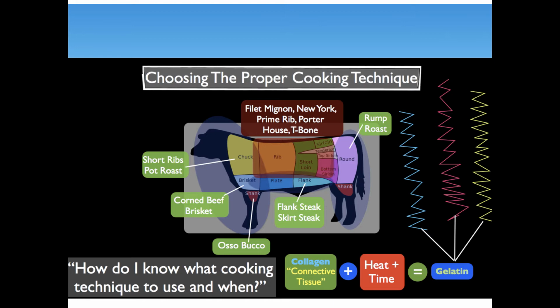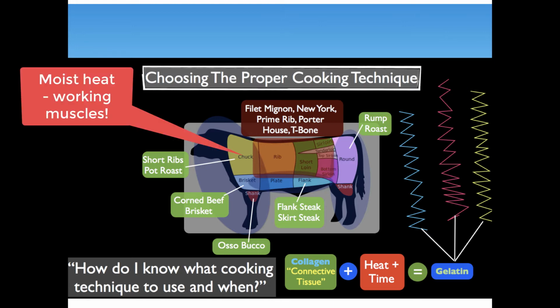So up front by the chuck roast, think of that as your shoulder. There's a lot of moving muscles there. Every time it walks or stands, it's using its shoulder to stay in place. So the cooking method you'd use would be more of a moist cooking method, because that helps break down some of the connective tissue.